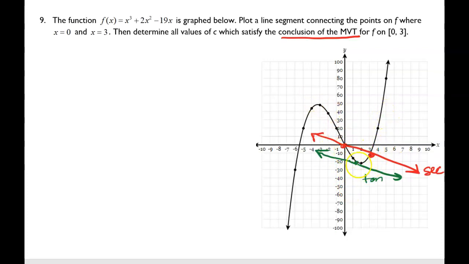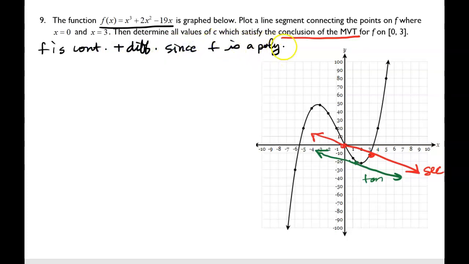Some of them I might be able to tell right away. This one I can't tell exactly where it is. But I know it would be somewhere in there. So let's go ahead and go through our justification for a mean value theorem. So first of all, my equation is given to me. That's a polynomial, so I automatically know that it's continuous and differentiable. So f is continuous and differentiable since f is a polynomial. I'm just abbreviating here. You should write all that out.